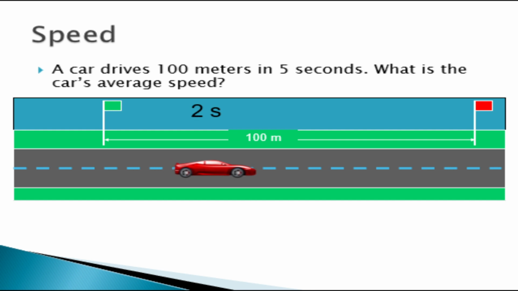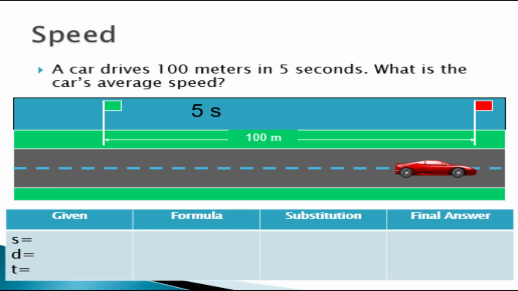So here's the illustration of the problem. A car moves 100 meters in 5 seconds. So from this question, the unknown is the speed. For us to calculate the speed, we need to encircle or get all the givens that we can have from the problem.